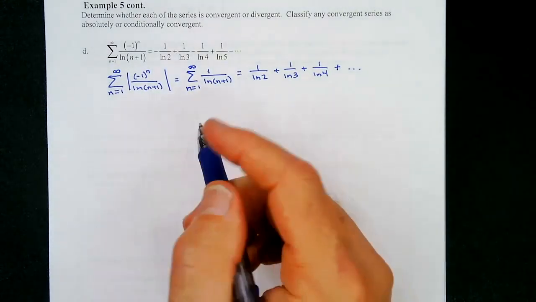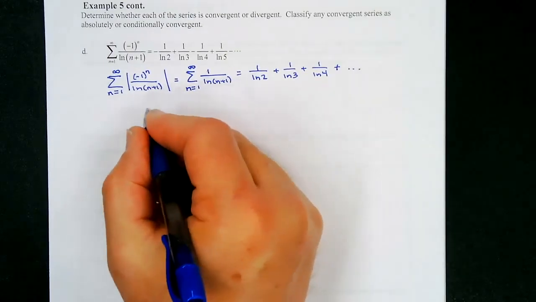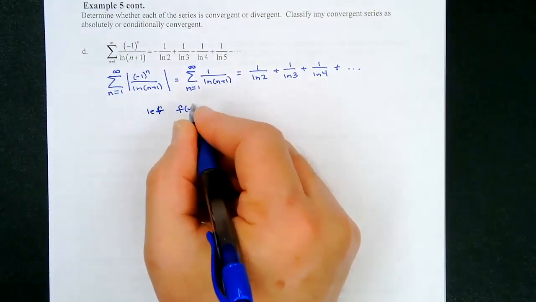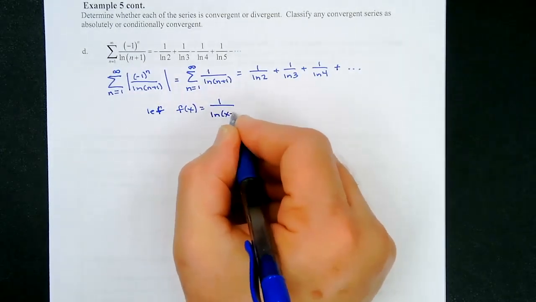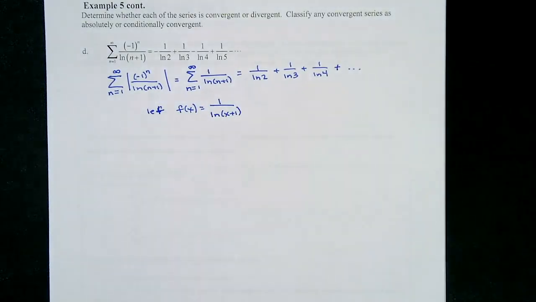So for a series like this, what are some tests that we've gone over? If a sub n is something that is easily integrable, then we might want to look at the integral test. And in this case, that's what we want to look at. So we're going to let f of x equal 1 over ln of x plus 1. Now, to use the integral test, we have to show three things.